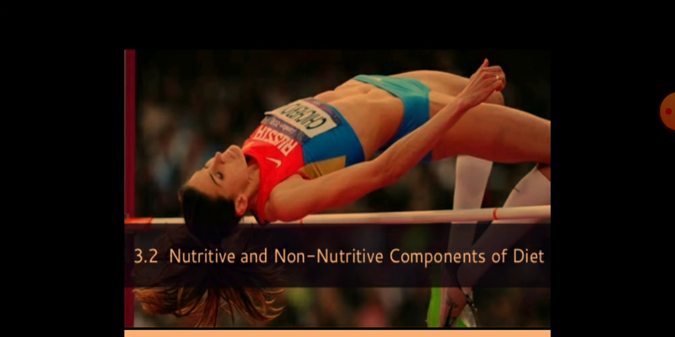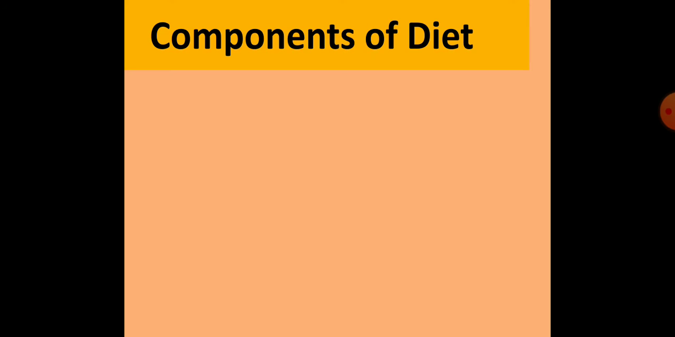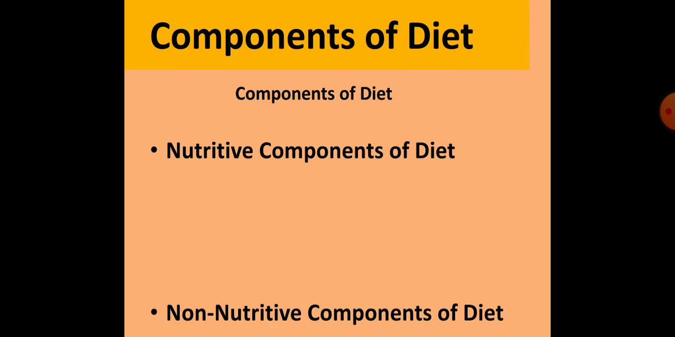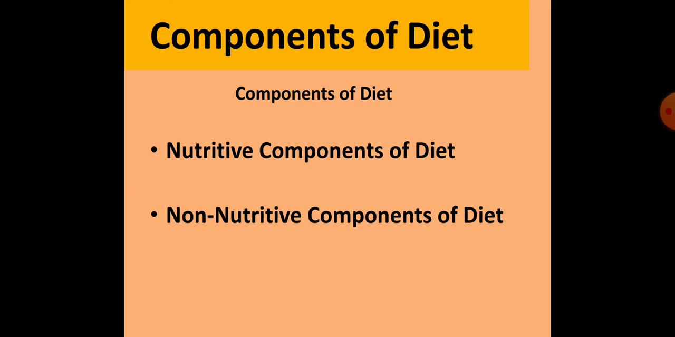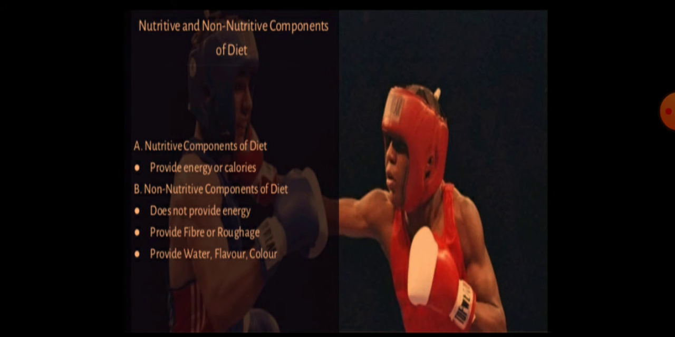Nutritive and non-nutritive components of the diet that we have discussed. Recently we have discussed nutritive components of the diet. There are two types of components. First is nutritive component, another is non-nutritive components of the diet. Nutritive components include the carbohydrate, fat, protein, vitamins and minerals.